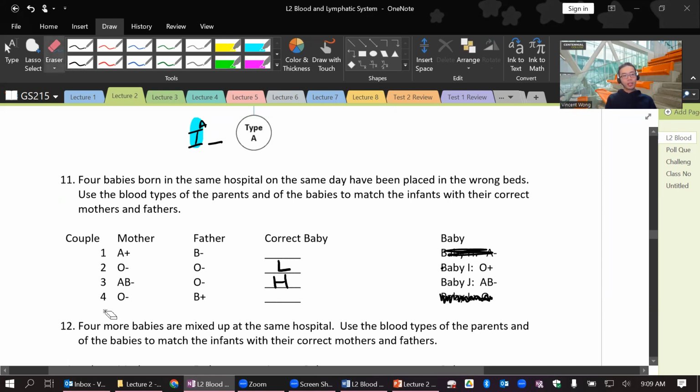All right, let's take a look at number 4. The mother is O. We only have 2 babies left, right? Type O blood individuals cannot have AB baby. So that's not theirs. And that means it's baby I. So after baby I is taken, there's only one baby left. That must be theirs.